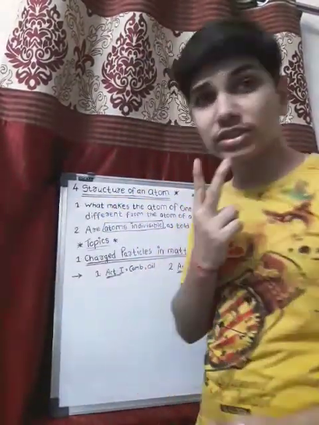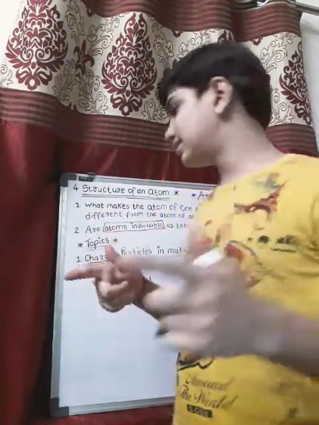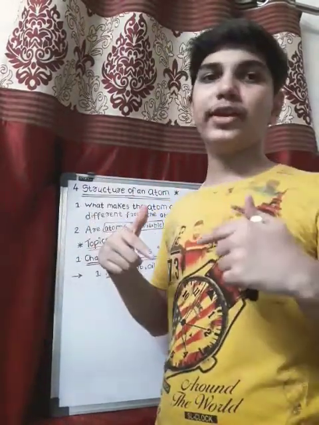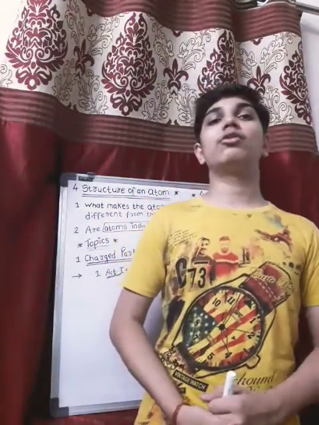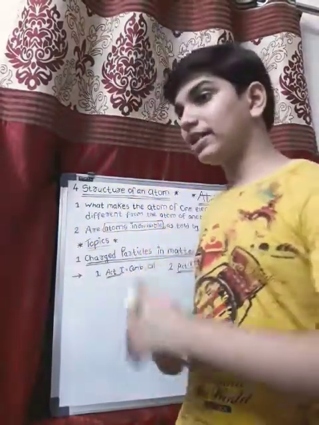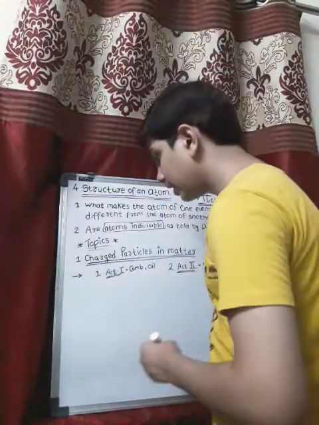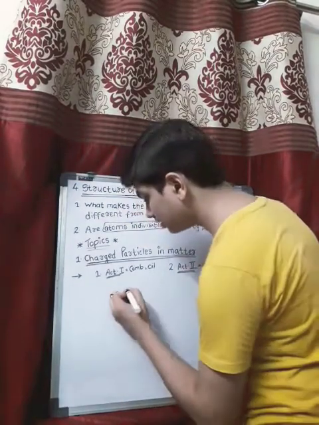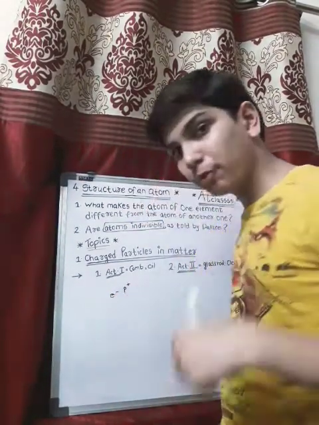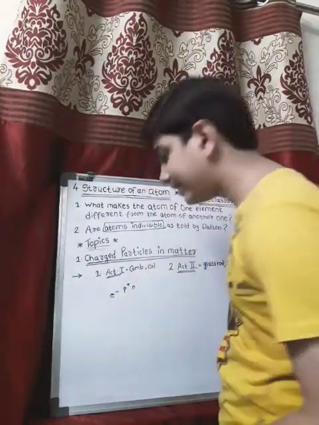The answers to these two questions are what we are going to study in this chapter. The whole chapter is about these two questions. Now what will we be learning in this chapter? Let me give you a summary: we will be learning about subatomic particles. In atoms, the particles are e minus, that is electrons, p plus, that is protons, and n, that is neutrons.